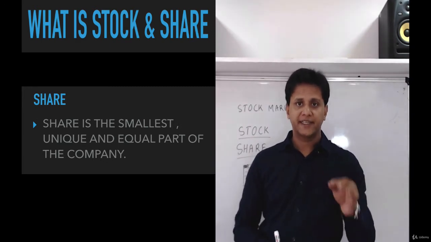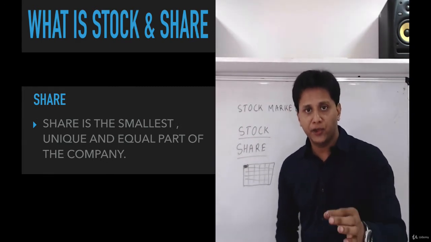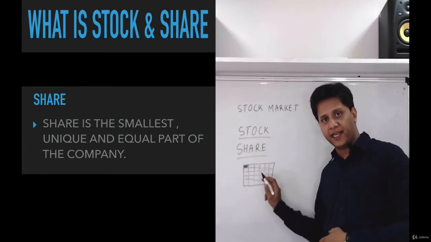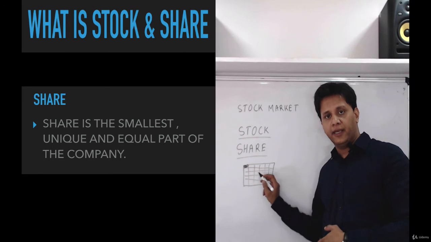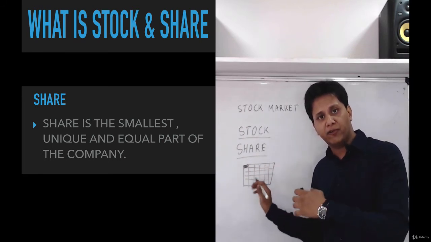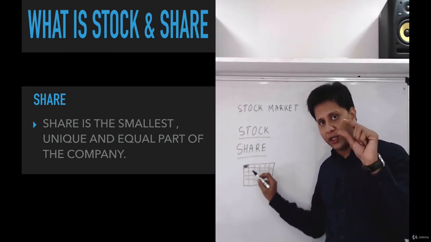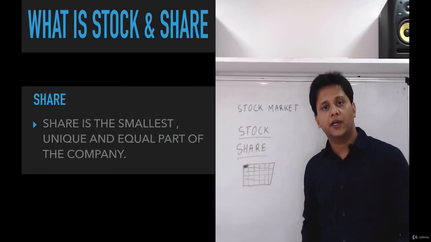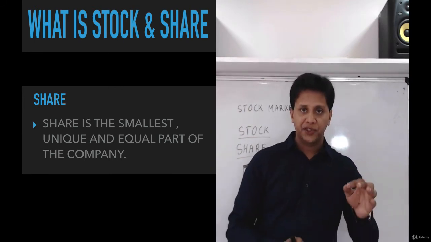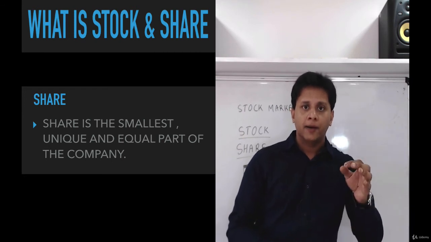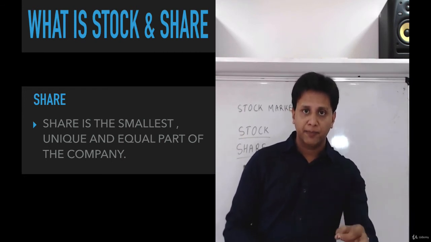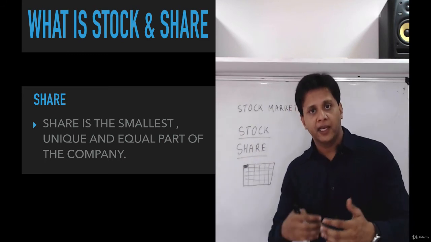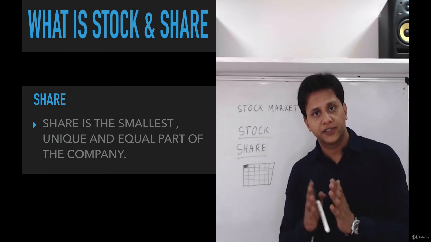A share is a small, equal and unique part of the company. For example, you can see in this diagram, this is the company. If we divide this company into equal parts, then each unique part is called a share. So this is a share, and if you buy this share, you become a partial owner of that company, and the company gives an authority certificate, and that certificate is called stock.